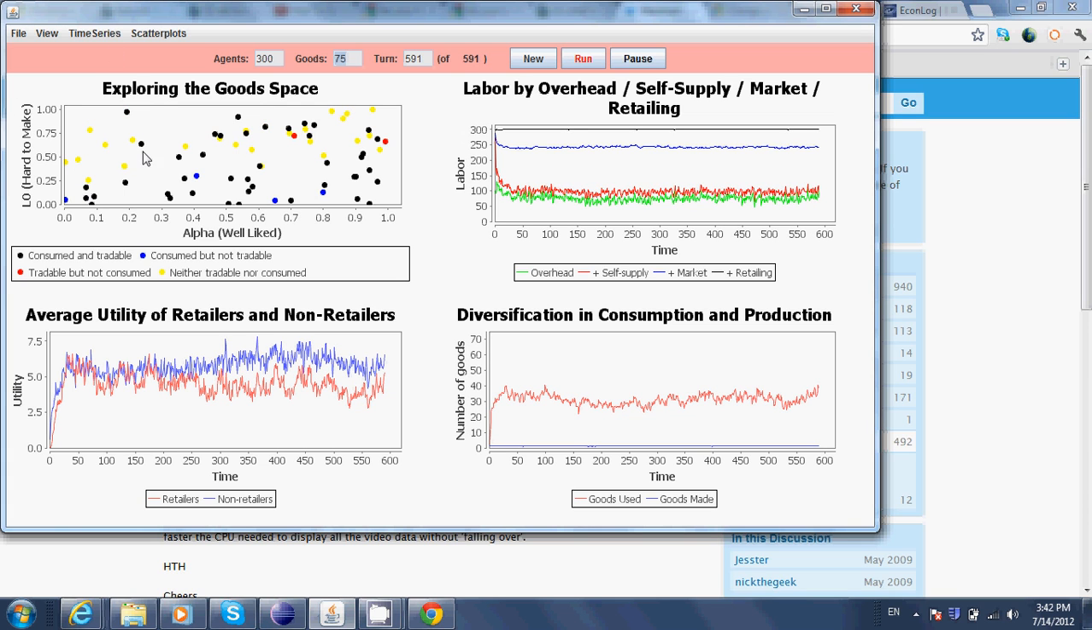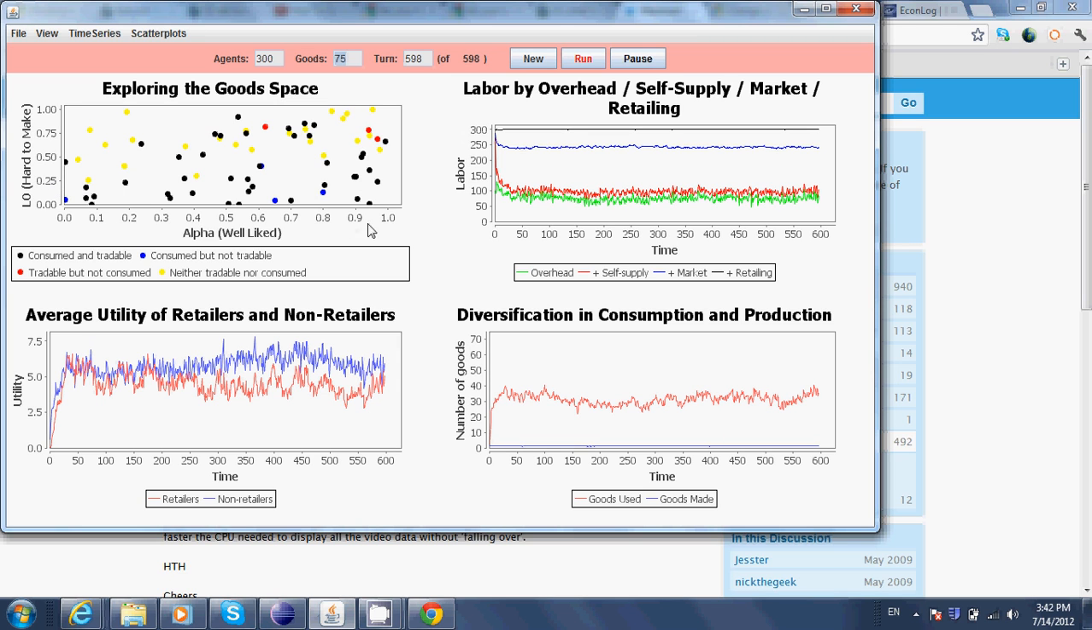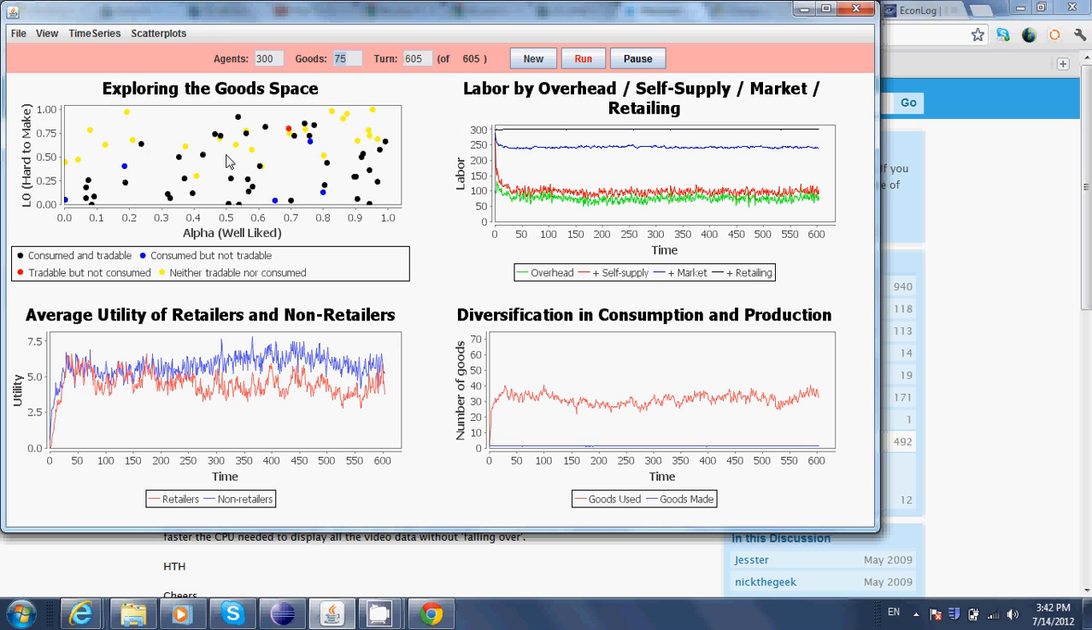But I'll start with the upper left-hand corner, and here all the 75 goods are displayed in this chart. On the vertical dimension you have L0, that measures how hard to make they are, and alpha, that measures how well-liked the goods are. So as you can imagine, goods down in this corner are well-liked and fairly easy to make. So these are desirable industries. These goods are much less so, they're not that well-liked, and they're pretty hard to make.